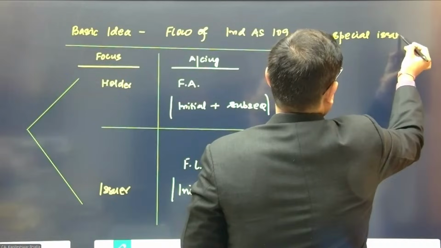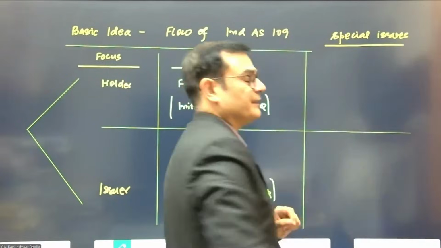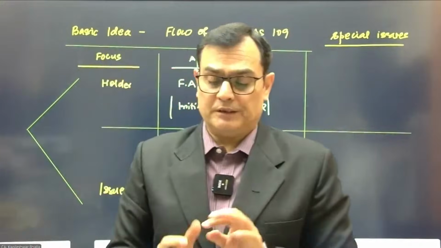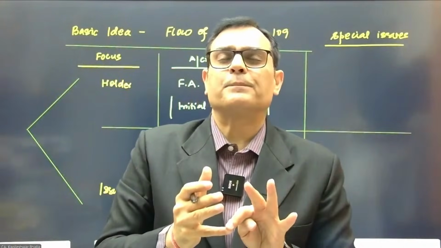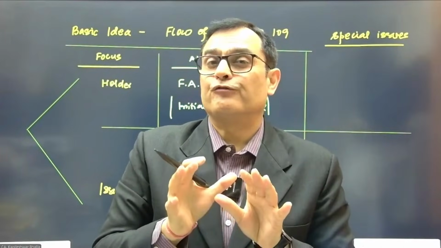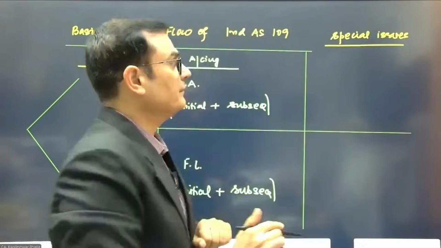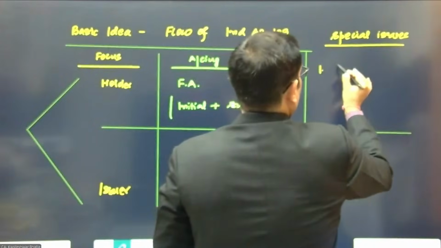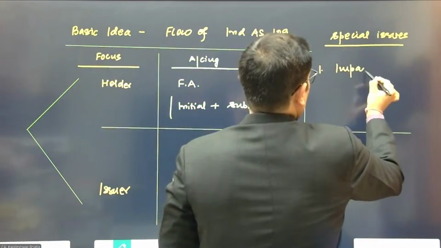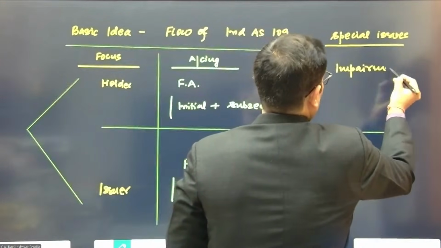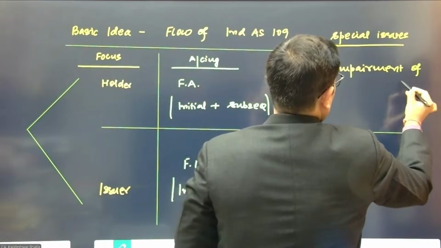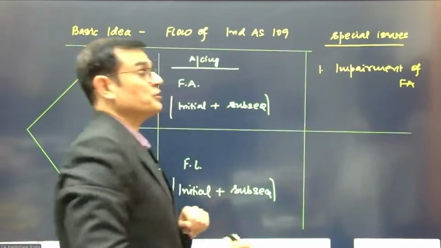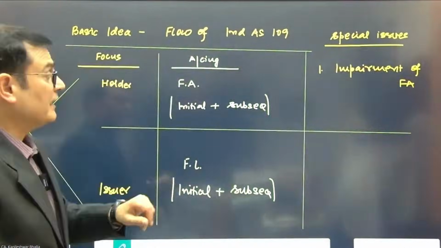We've got certain special issues of discussion in the standard. And the special issues in the standard are, typically, I would say, 3 to 4 cases that we need to do. Number one, we need to understand the concept of what is called impairment of financial assets. The first special issue is to understand the impairment of financial assets.